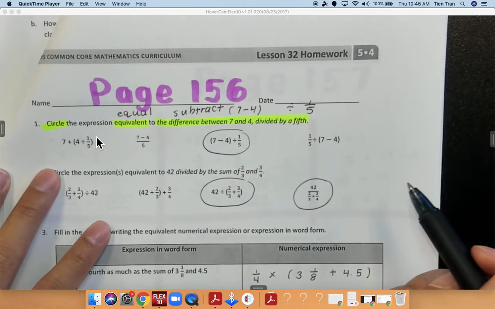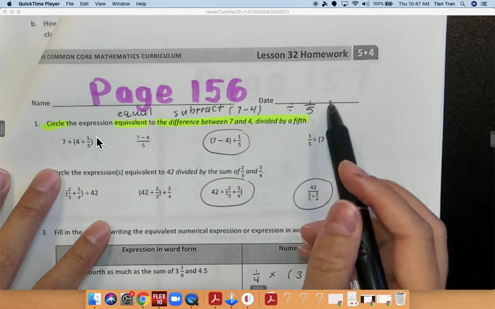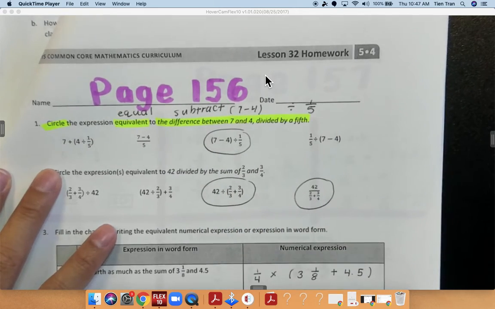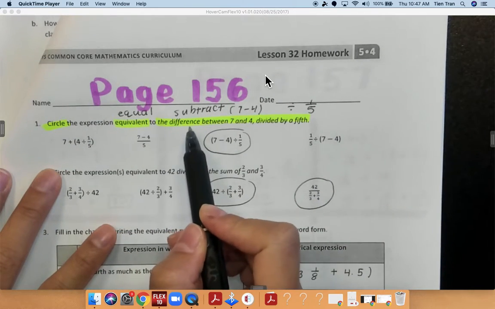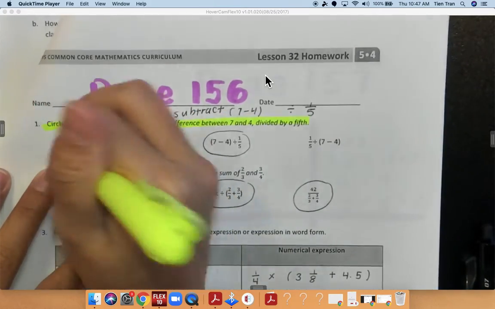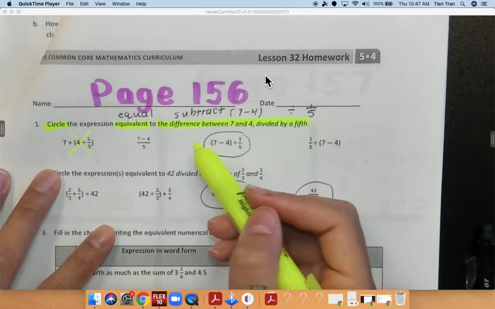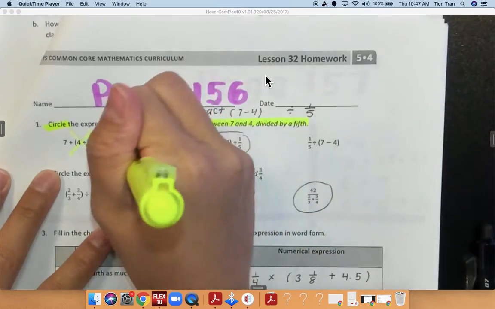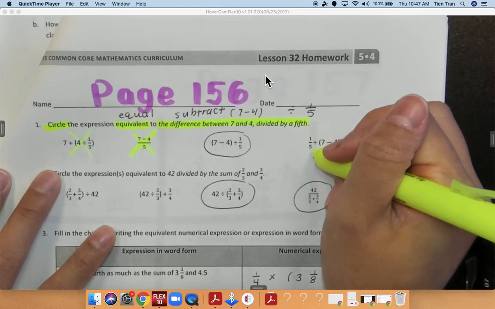Okay, so I'm looking for the one that says 7 minus 4 divided by 1/5, and this is the only one that does that. This one says 7 plus. We're not adding, we're subtracting, so that is incorrect. I'm crossing that out. This one is 7 minus 4, and they divided by 5, but not 1/5, so that is incorrect. And this one is 1/5 divided by.